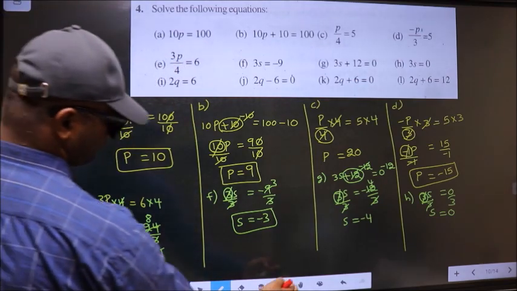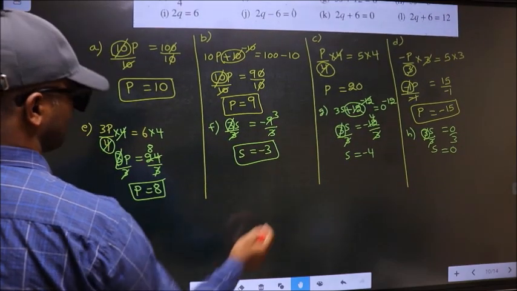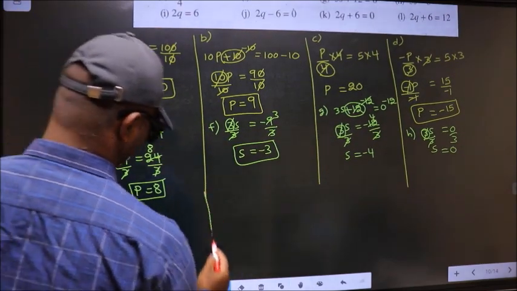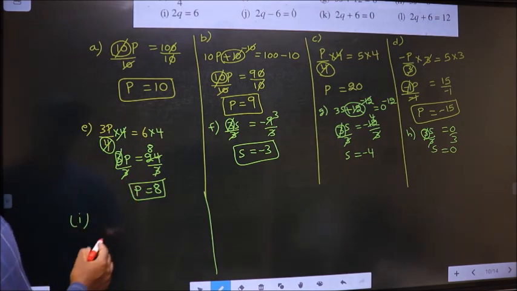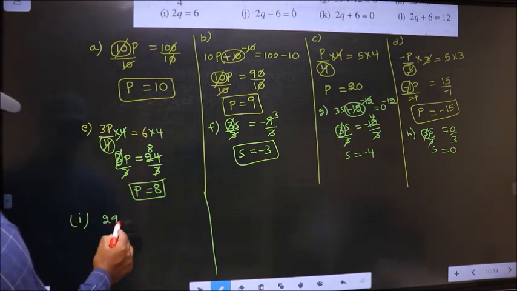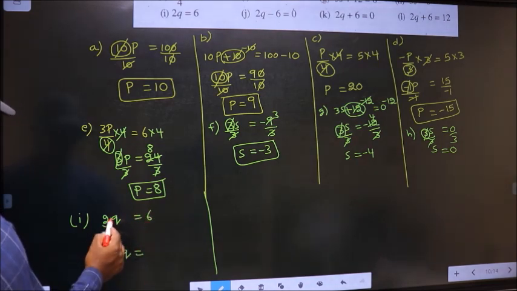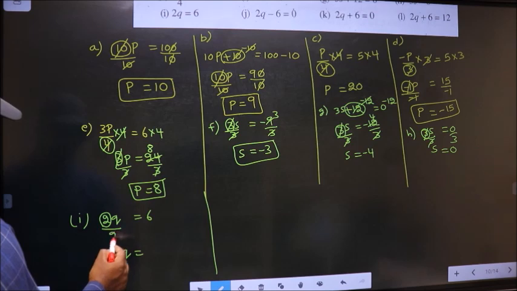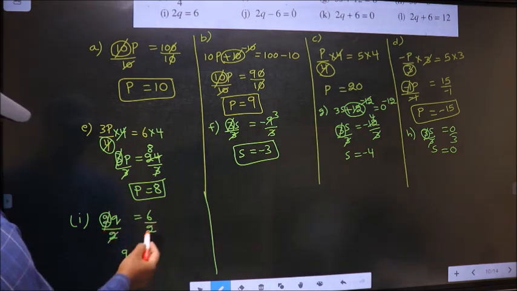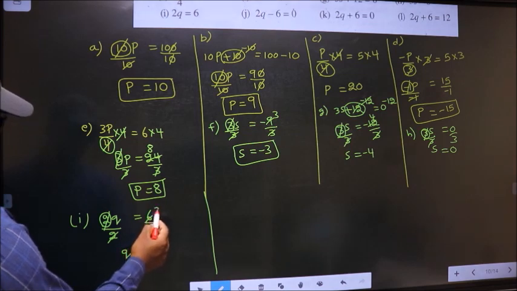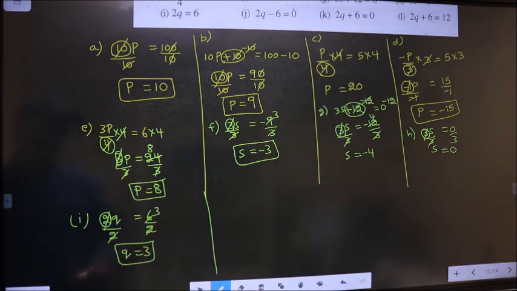Next is I. 2q equal to 6. To get q value we should remove 2. So to remove 2 you divide by 2 on both sides. So this cancels out, q equal to 2 ones are 2, 2 threes are 6. q equal to 3 is our answer.